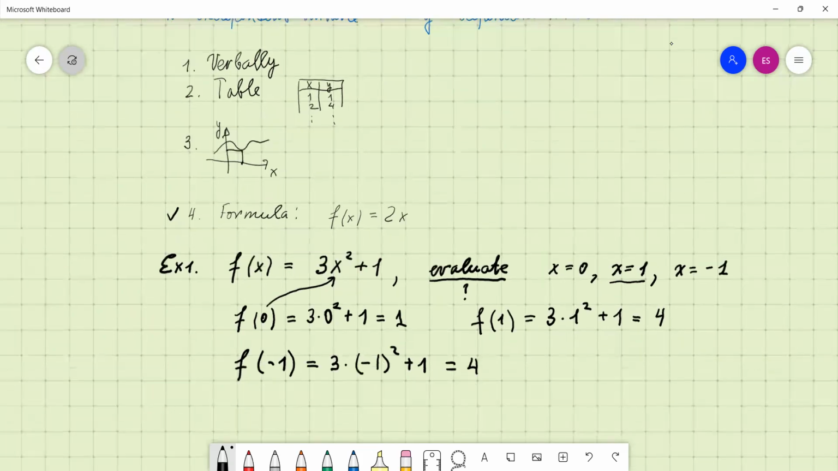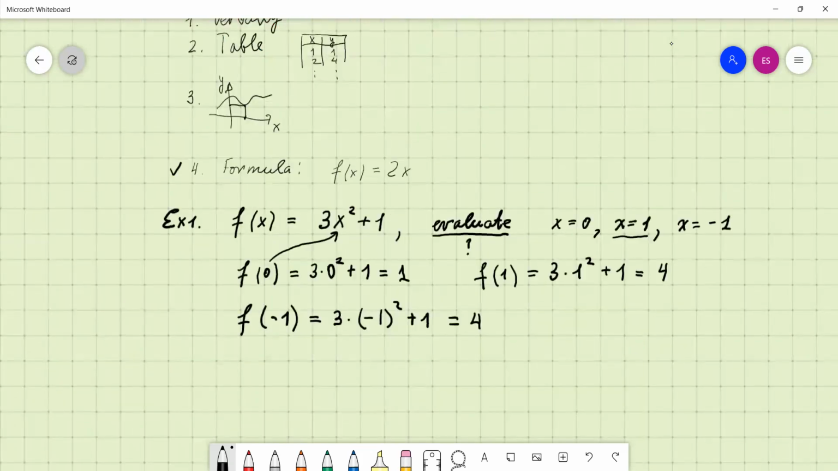Well, you see, we have a case over here where two different x's, 1 and -1, give us the same y, and that's normal for a function. It's not very good when we have one x but two different y's.